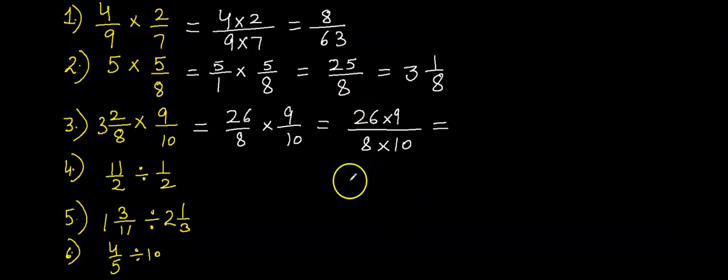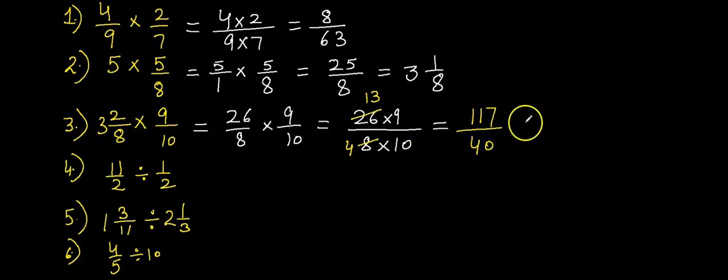So I'm going to reduce 26 by 8 here, and we can divide both by 2. So that gives us 13, and this would be equal to 4. Now we cannot reduce any of the numerators by any of the denominators anymore. So that would be equal to 117 over 40. And finally we can write that in mixed form, which is equal to 2 and 37/40.